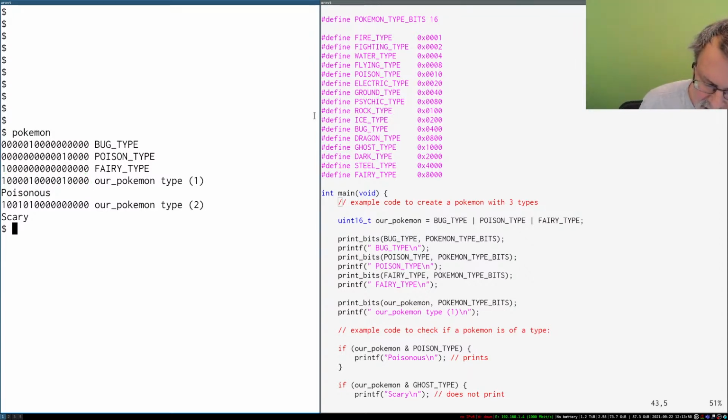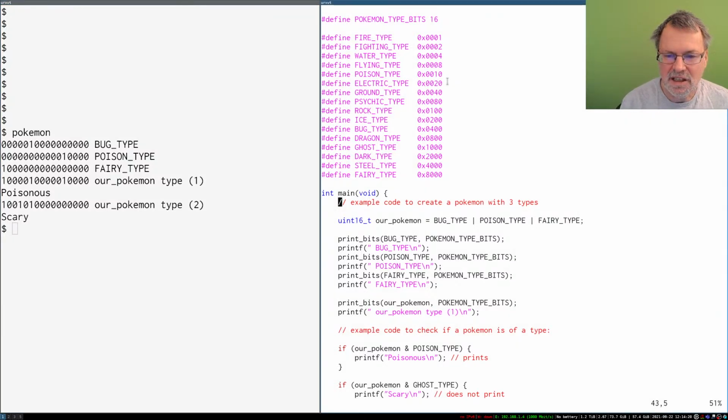That gives me a possibility then. It gives me simple code to test things. If I want to know if a Pokemon is poisonous, I can just AND it with poison type. I can AND it with 0010, and if that produces a non-zero value, the Pokemon is poisonous. Similarly for ghost type, and this code demonstrates this. It prints out poisonous, doesn't print out scary, so that works.